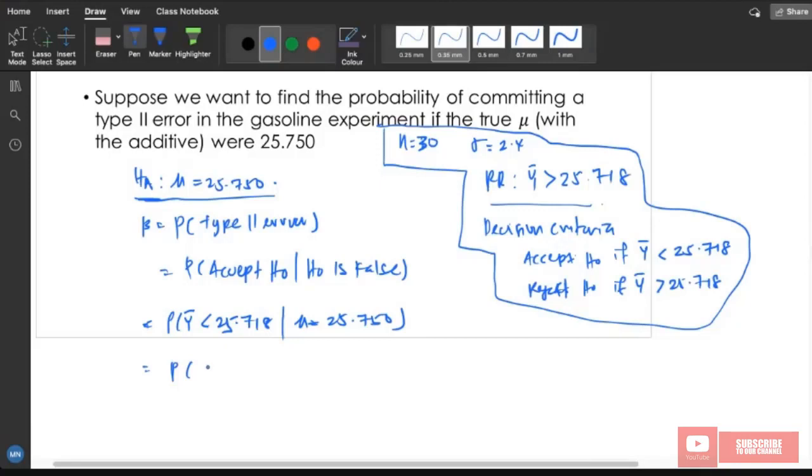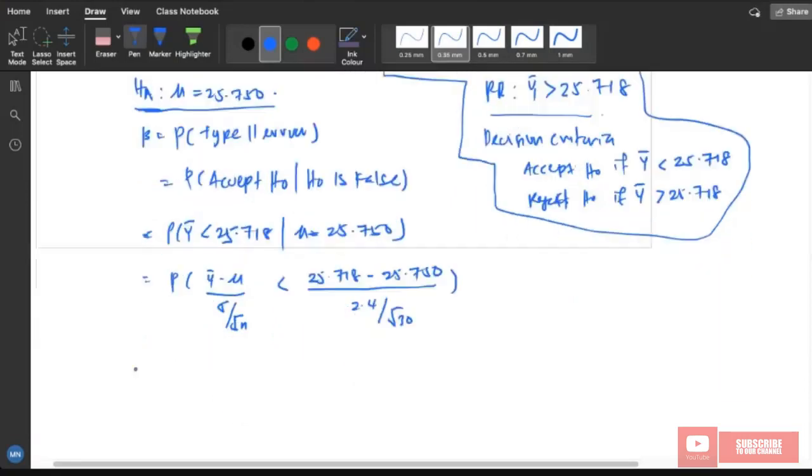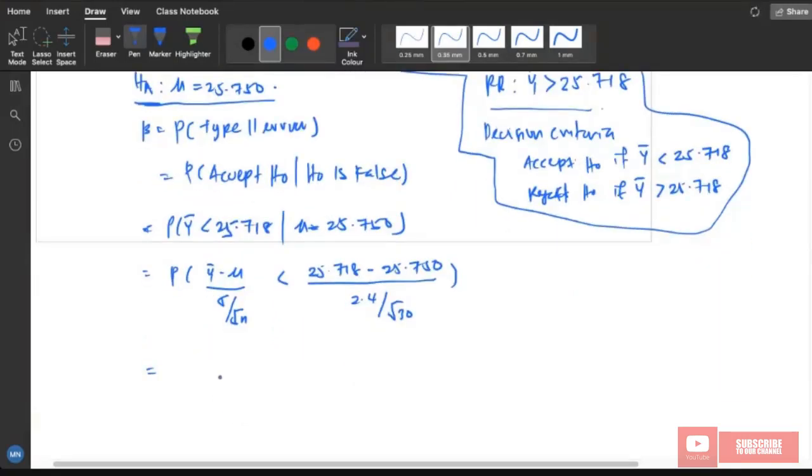So for the normal distribution, Z should be equal to y bar minus mu divided by sigma over square root of n, right? So this one should be 25.718 minus 25.750 divided by sigma, which is 2.4 over square root of 30, right? If you look into a statistical table, you will get 0.4721. So this is the probability of type 2 error.